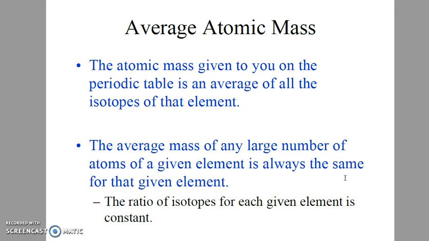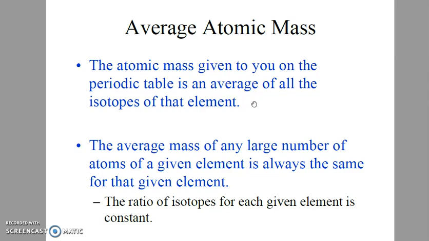The atomic mass that's given to you on the periodic table, though, even if you look at carbon, none of these are exact whole numbers. And that's because they are the average of all the isotopes of that element. So remember we saw that there was carbon-12 and carbon-14. So that average on the periodic table is the average of those 2 isotopes.